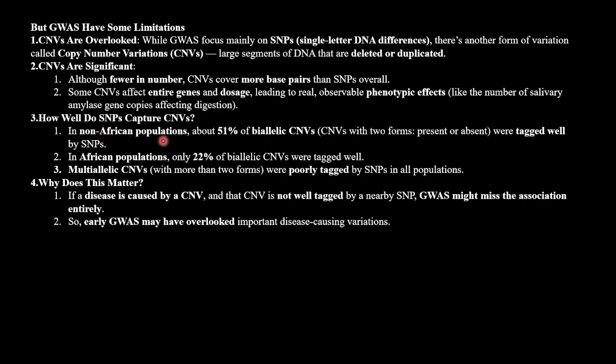For example, in non-African families, about 50% of the biallelic CNVs, either present or absent, were tagged well by SNPs, while in the African population, this is just 22%. In the case of multi-allelic CNVs, where there are more than two forms, meaning multiple copies, 3, 4, 5 copies, they are poorly tagged by SNPs in all populations. Does this matter? If the disease is caused by a CNV that is not well tagged by a SNP, GWAS might miss the association entirely.